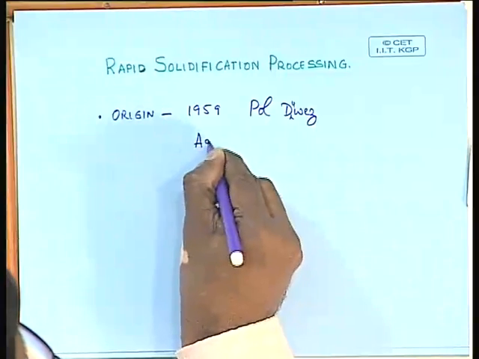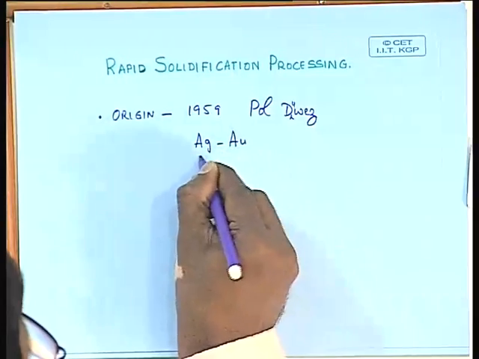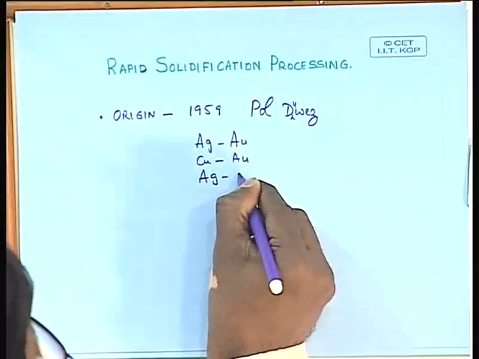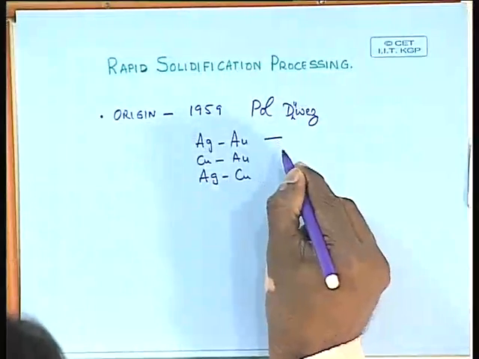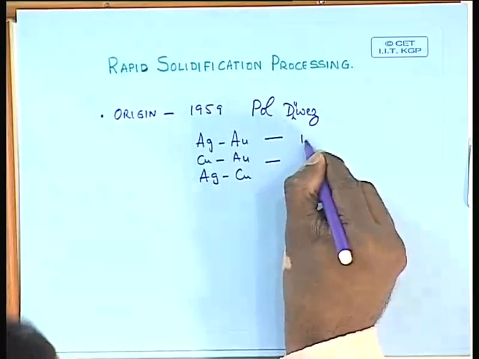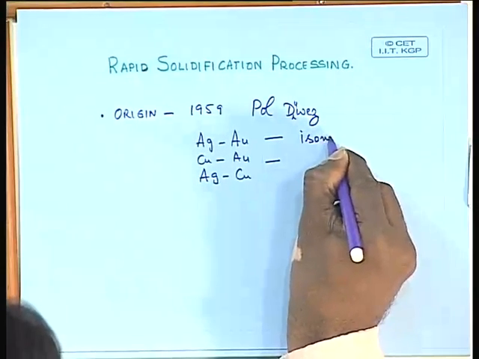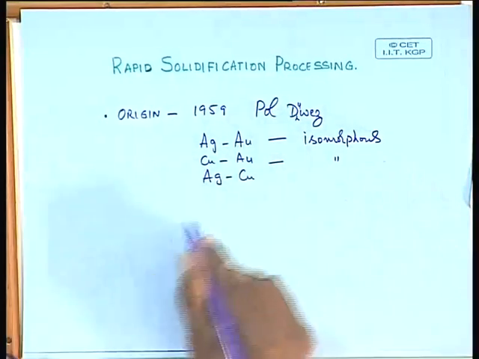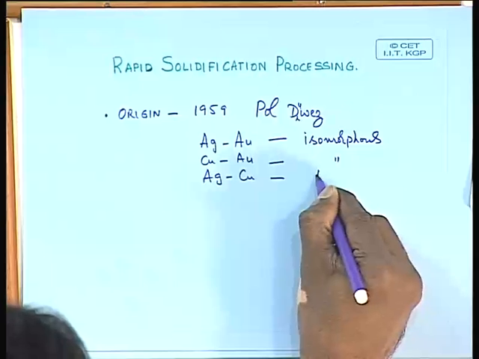We have talked about this probably at some point of time when we were talking about glass formation. And so this is a system, silver copper system. If you look at these three systems carefully, silver gold, copper gold and silver copper, the silver gold and copper gold are isomorphous, whereas silver copper is a eutectic system.